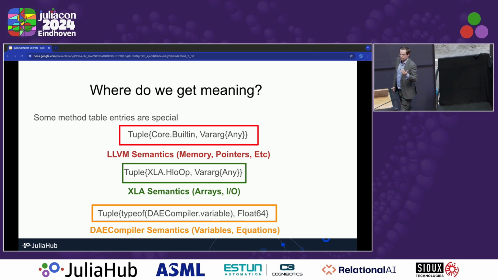And if you do that, you get something that inherits XLA semantics. So rather than thinking about memory and pointers and integers and floats and that kind of thing, you think of arrays and I/O and spaces where those arrays get allocated. If you were at my talk yesterday, you might have seen a slight variant of this where the DAECompiler package adds additional semantics to a part of the method table corresponding to all calls to a DAECompiler.variable that are called on a Float64 argument.